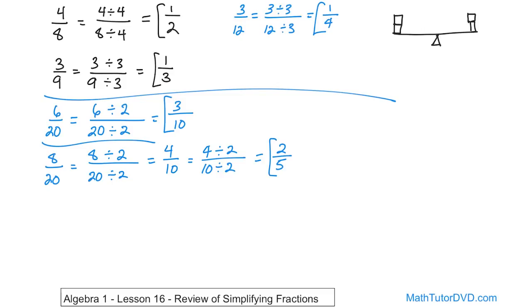So you see, sometimes if you divide by a number, like in this case we did it by 2, we end up with a fraction that we can simplify again. So you just keep doing this process until you finally get to the end where you can't do it anymore.